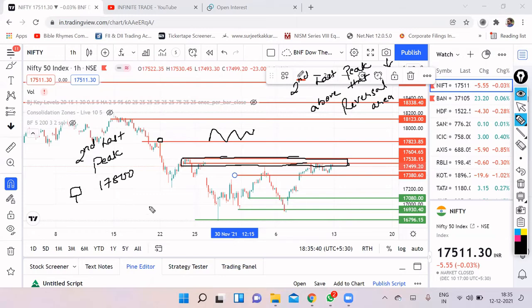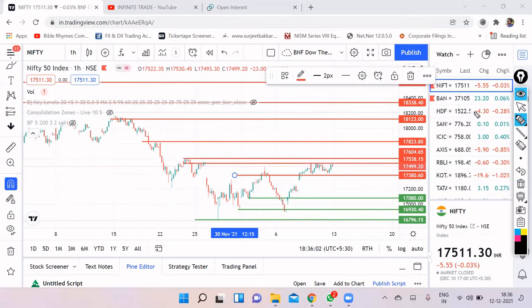What usually happens is, if this is your confluence area and the market is somewhere here, it will hit this place, come down, and then cross this horizontal resistance rather than breaking it as a confluence point. So this is what usually happens. I hope the point is clear.